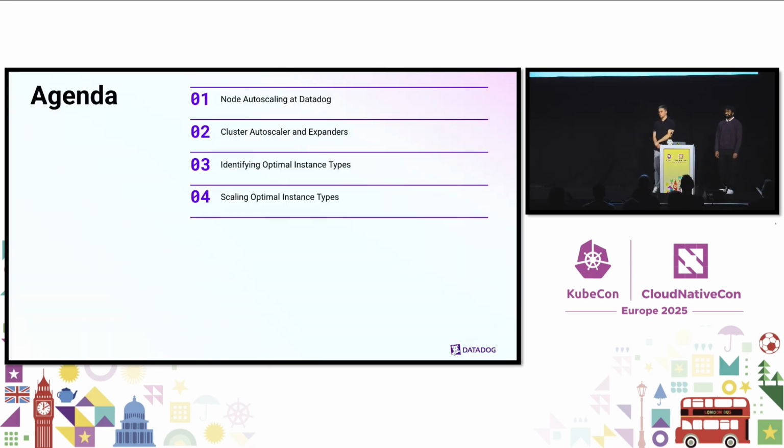So we're going to start today by talking a little bit about how we do node autoscaling at Datadog, before diving into the cluster autoscaler and the concept of expanders. And then we're going to move into talking about how we identify optimal instance types, and then how we scale those optimal instance types.